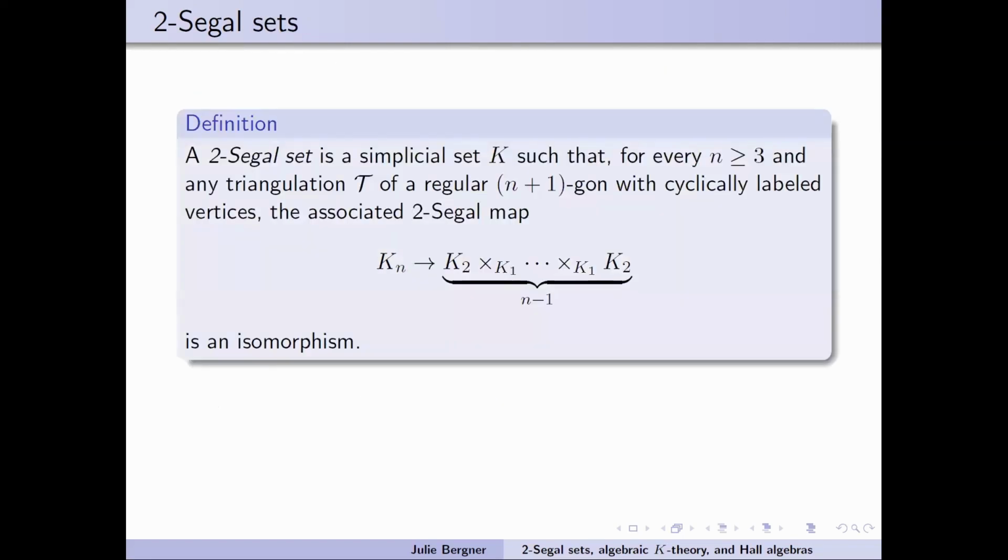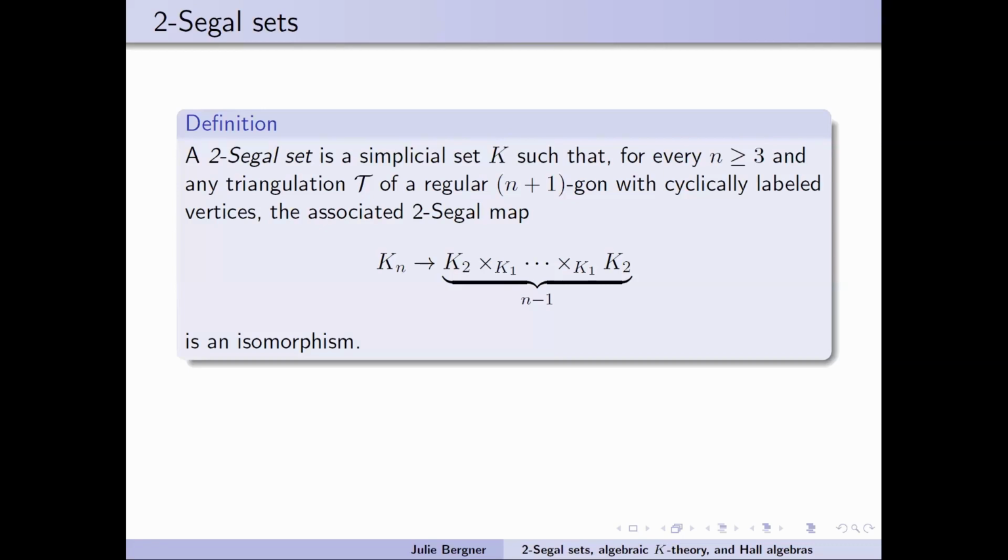So for something to be two Segal, we ask that these maps be isomorphisms. Again, I'm back to the discrete page here, I'm just doing sets. So a two Segal set is a simplicial set K such that for every n, at least 3 is what we need for this to be interesting, together with any triangulation T of a regular n+1 gon with cyclically labeled vertices, the associated two Segal map is an isomorphism.